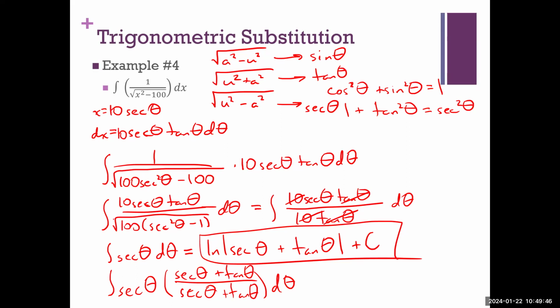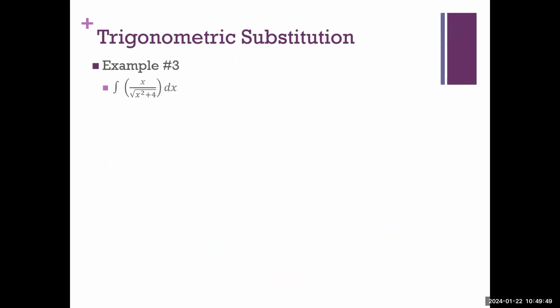All right, so now that you've seen all three, let's go back one, and let's end on this. What should we start thinking about? It would be tangent, because of the formula that we just figured out, right? So x equals tangent theta, right? 2 tangent theta.